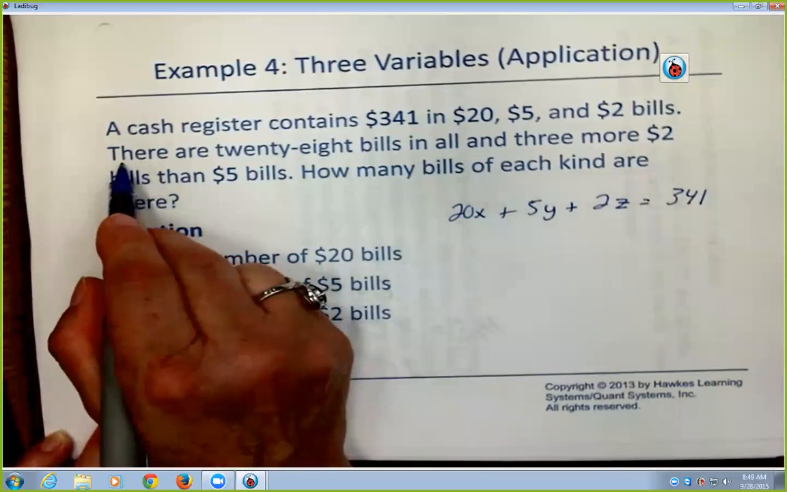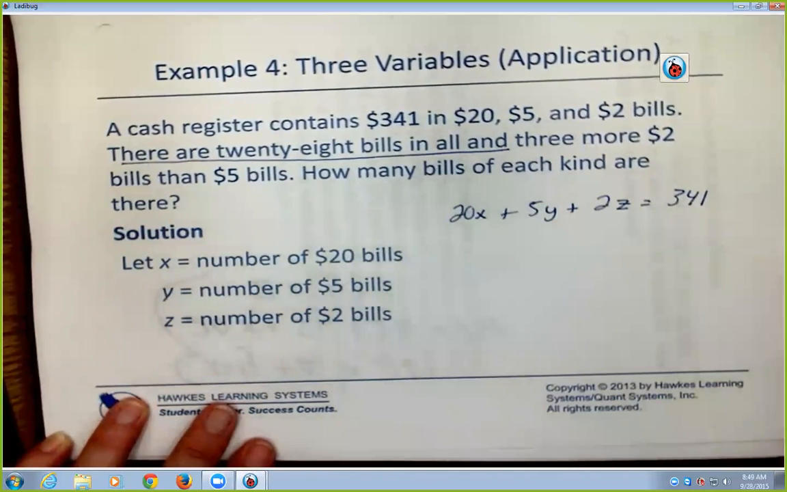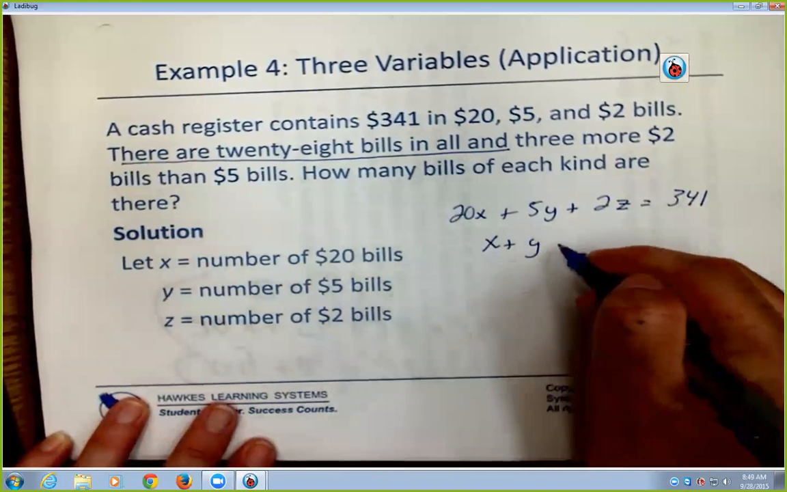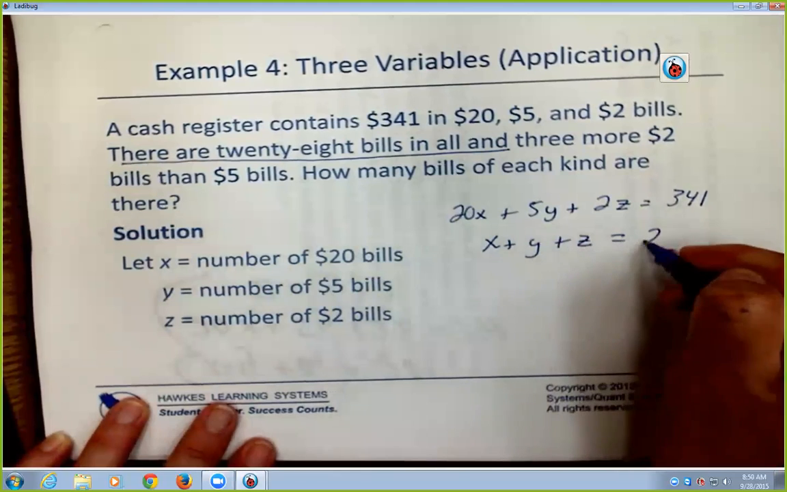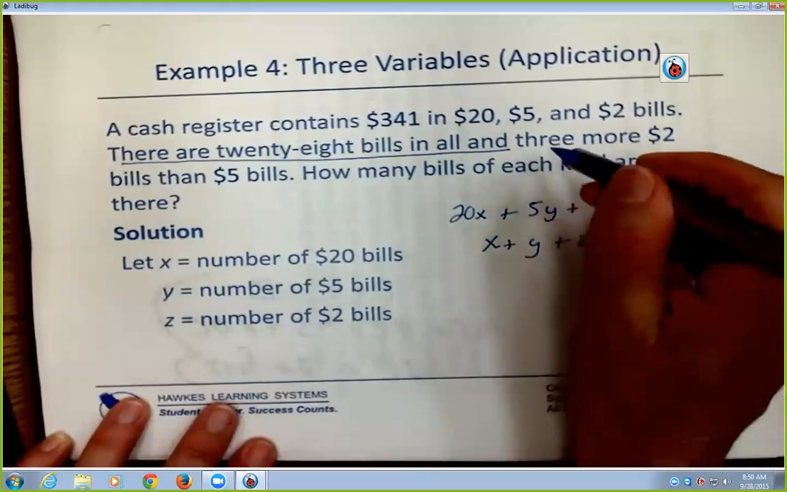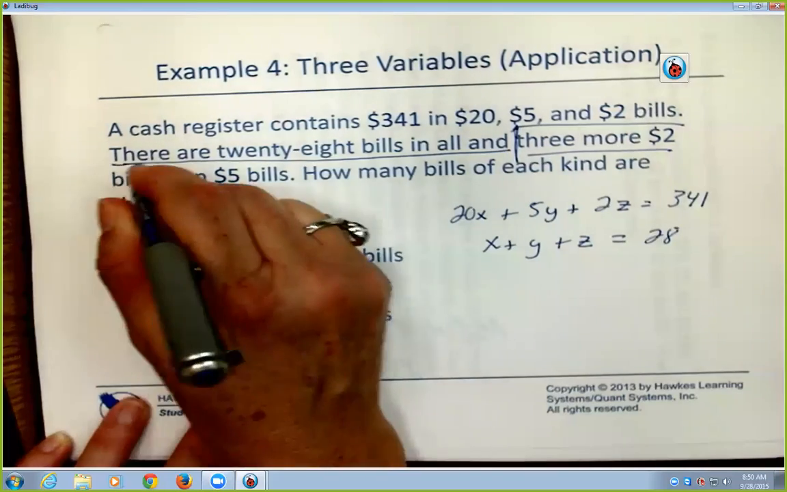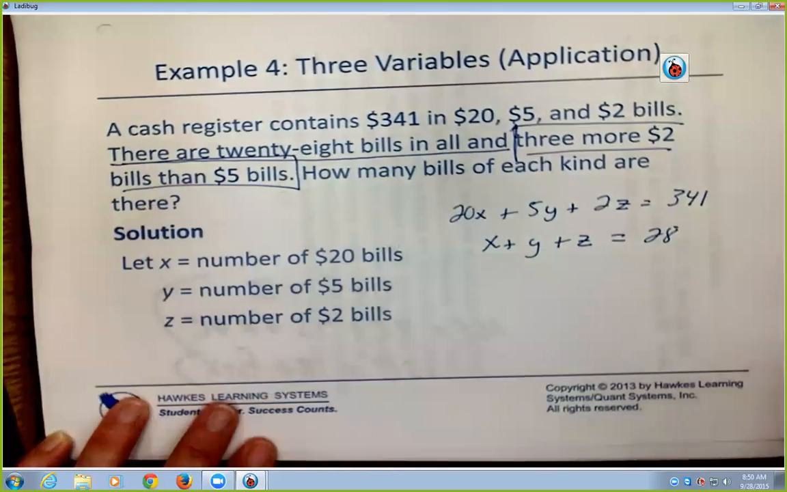Okay. There are 28 bills in all. So what does that mean? So we have X plus Y plus Z equals 28. We all agree? Okay.